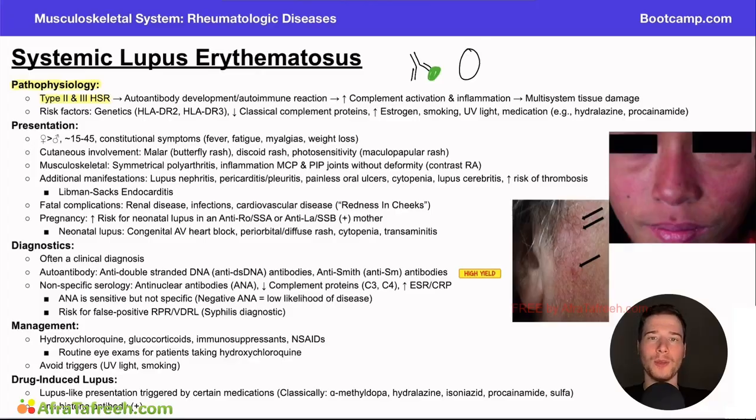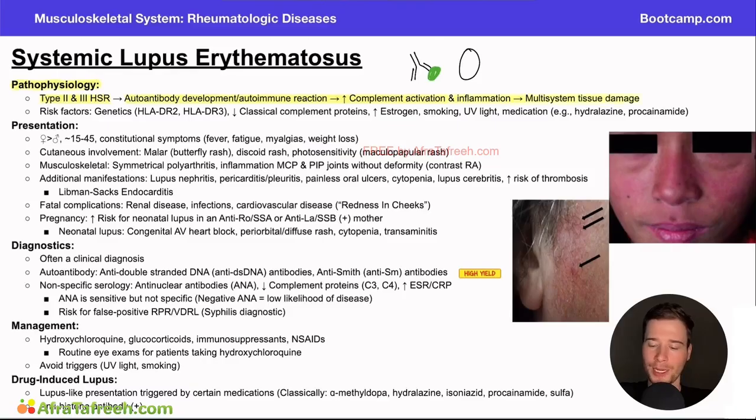A good way to remember the type 3 hypersensitivity reaction is to remember we have 3 key players here. We have the antigen, we have the antibody, and then the whole thing is going to be activating the complement system. So those 3 things together, antigen, antibody, complement, for the type 3 hypersensitivity reaction. What's this going to do? Well, either way, it's going to lead to antibody development, an autoimmune reaction, which ultimately, as we said, increases complement activation and inflammation in the body.